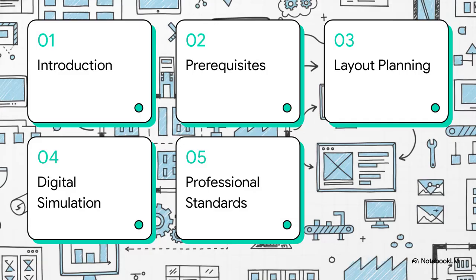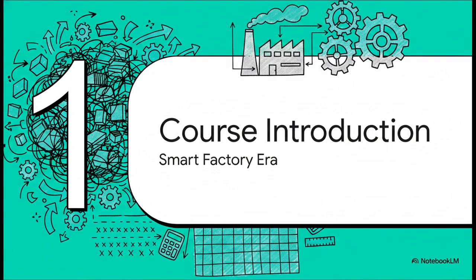Okay, let's look at our roadmap for this explainer. We'll start with a quick course introduction, then hit our prerequisites, Lean and Math. After that, we dive into the course syllabus covering layout planning and digital simulation. And finally, we'll wrap up with professional standards. So part one, course introduction.